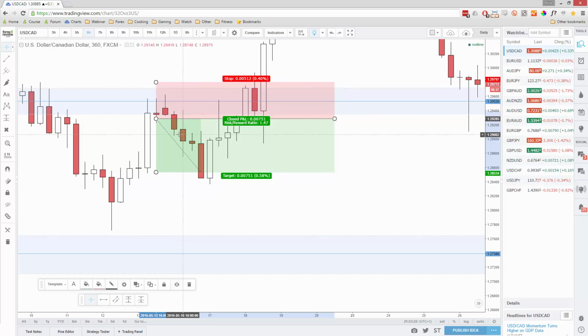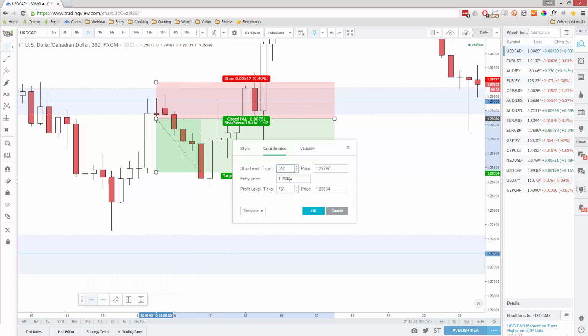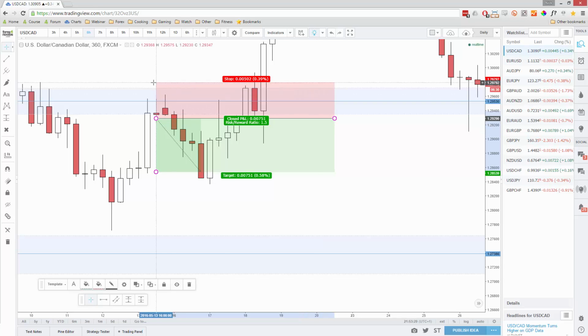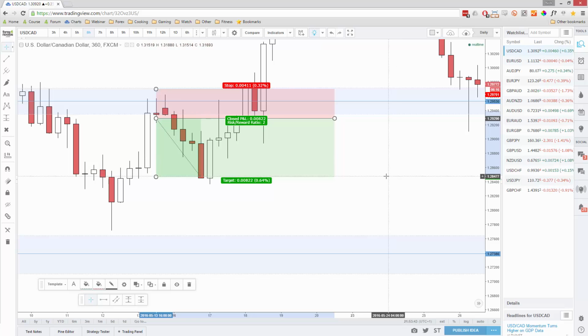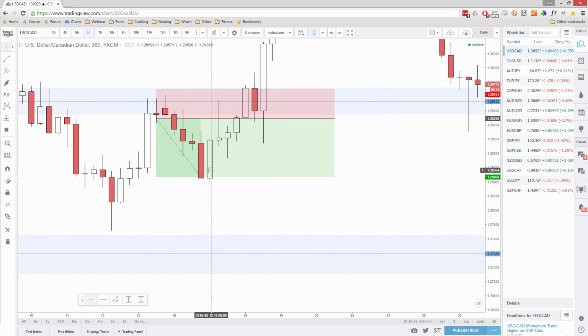Price pulled back up a little bit to the 129.29 there. My stop loss went roughly here. My target was a bit higher. Yeah, so that was roughly the trade as I took it.